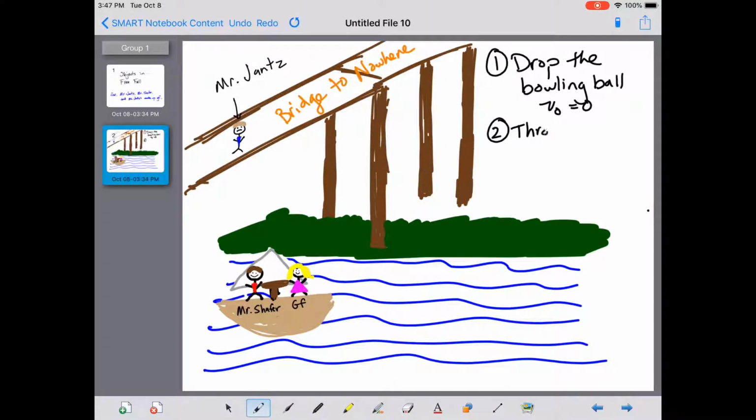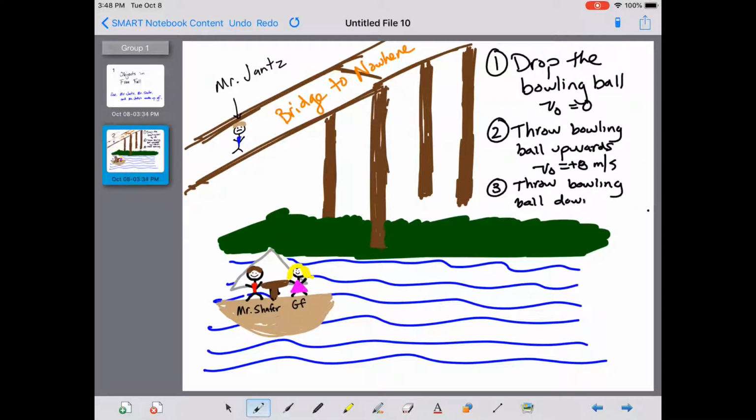So throw the bowling ball upwards. And let's say we give it an initial velocity of positive 8 meters per second. And the third scenario would be to throw the bowling ball downwards at the same rate. Let's say V initial is equal to negative 8 meters per second. We're just changing the direction, all right?